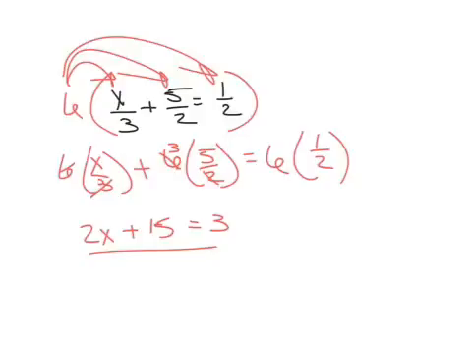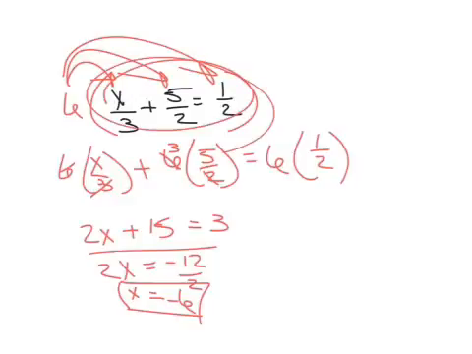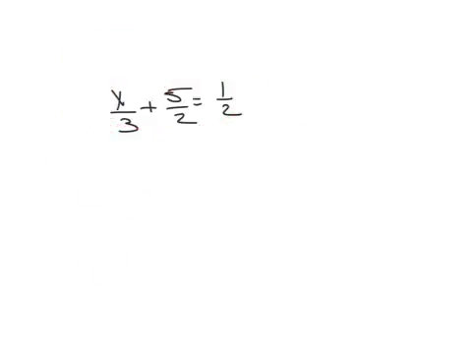And then I just solve it. 2x equals 3 minus 15, which is negative 12. x equals negative 6. And that's the answer. Okay? So did you notice what I did? I just multiplied the whole thing by the least common denominator there. Alright, let's try another one.